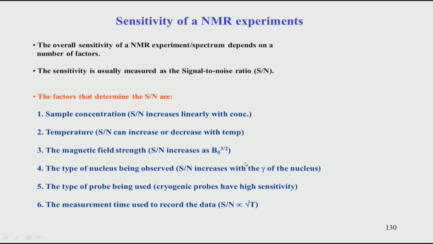So, carbon has a gamma value 4 times less compared to proton. So, carbon will be 4 times, in fact, if you detect carbon and observe carbon, it is about 16 times less. So, these parameters, natural abundance and gamma, further contribute to the signal to noise. Signal to noise increases with increase in the gamma.